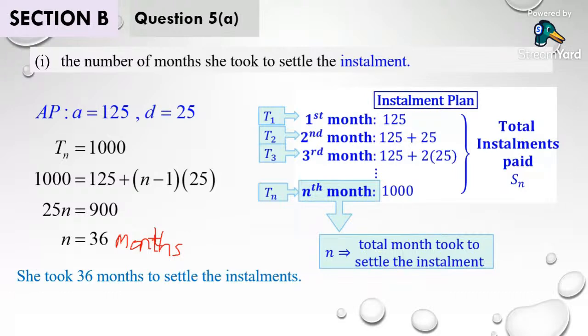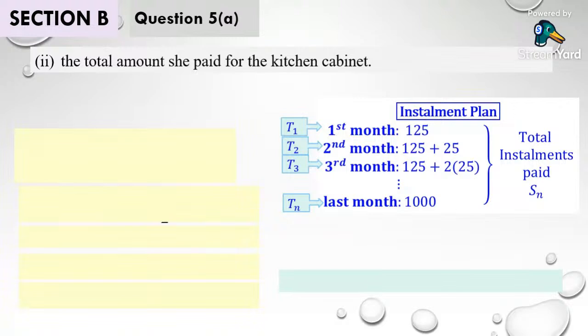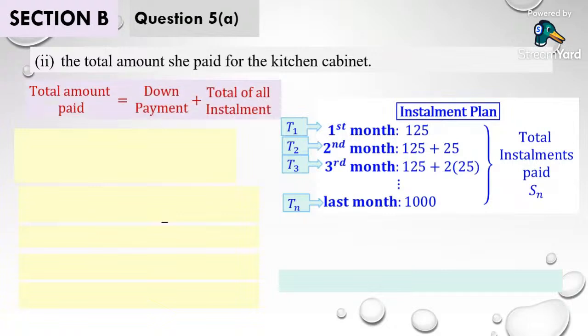Then finally, the next part: the total amount she paid for the kitchen cabinet. So guys and girls, watch out. The total amount paid for the kitchen cabinet actually comes from two parts: the down payment and the total of all the installments. The total of all the installments is the Sn that we want to calculate later. The down payment is already a fixed value, 500. So we total up both of them, and it will be the amount that we want to find.